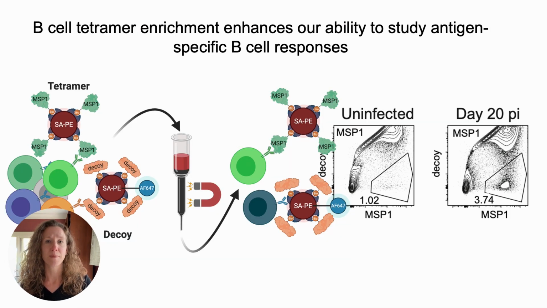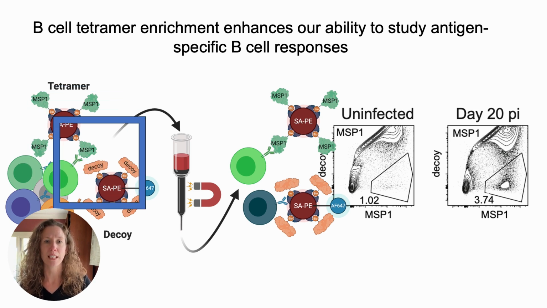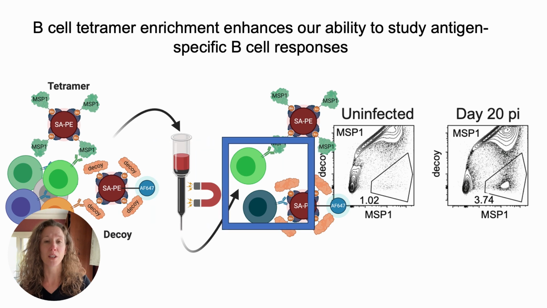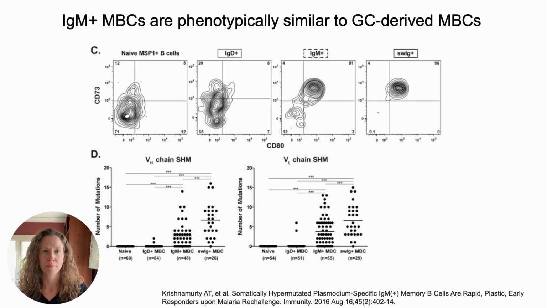In the Pepper lab, we used B-cell tetramers to study antigen-specific B-cell responses that are induced due to infection or immunization. By using magnetic enrichment strategies, we are able to study rare B-cell populations. And importantly, we use a decoy tetramer that contains all of the aspects of our tetramer, minus the antigen, with an additional fluorophore conjugated so that we can identify the polyclonal endogenous B cells specific for our antigen of interest. In these studies, we primarily looked at responses to a protein called MSP1 from Plasmodium, the parasite that causes malaria.